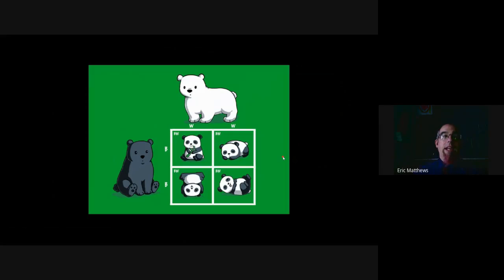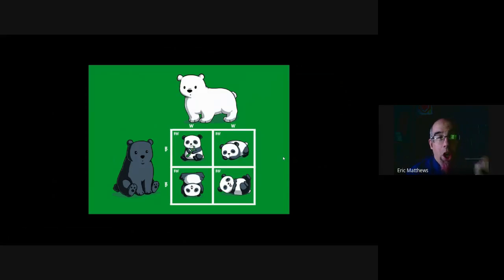Like you can imagine then taking two of these heterozygous pink flowers, one white, one red allele, and when you cross them, you can get any one of those three colors. This is not how panda bears are made. You don't take a black bear and a white bear and then they have black and white baby bears. But let's use this and look at this as an example.